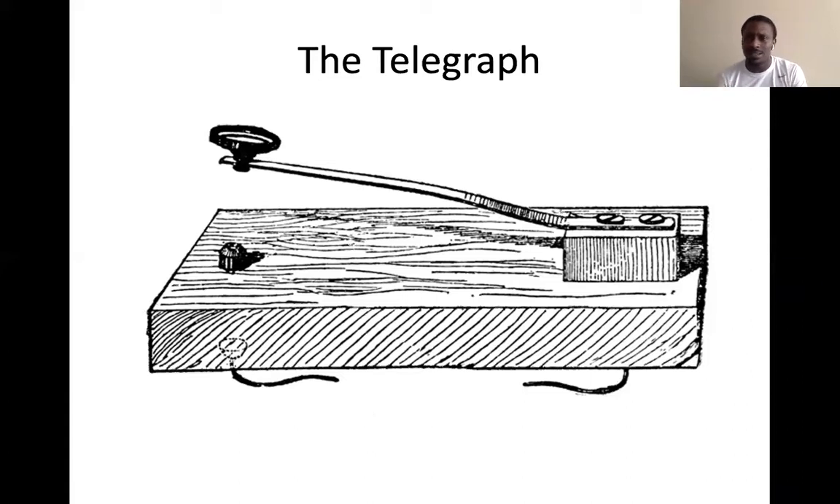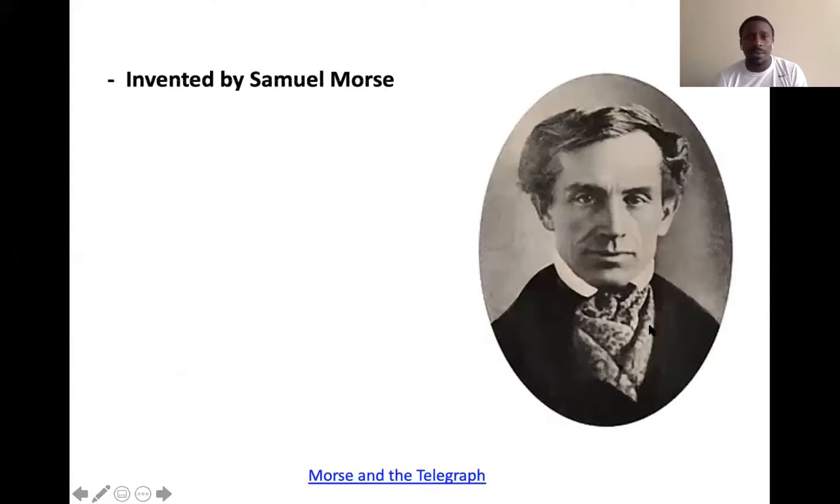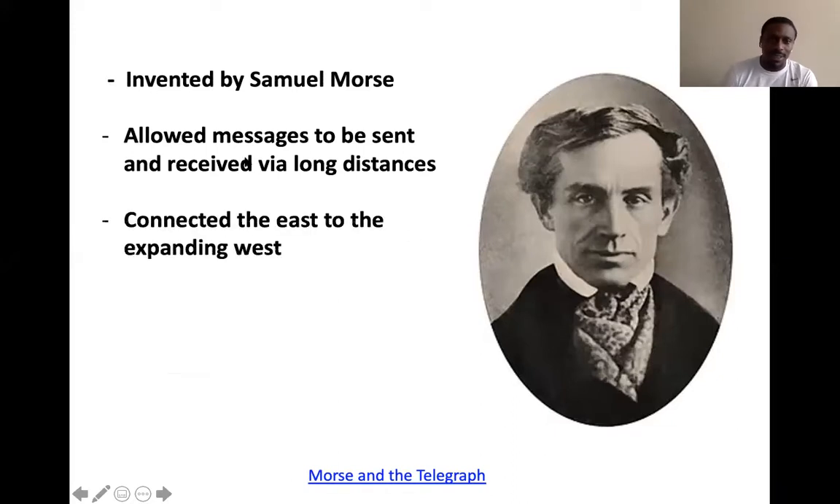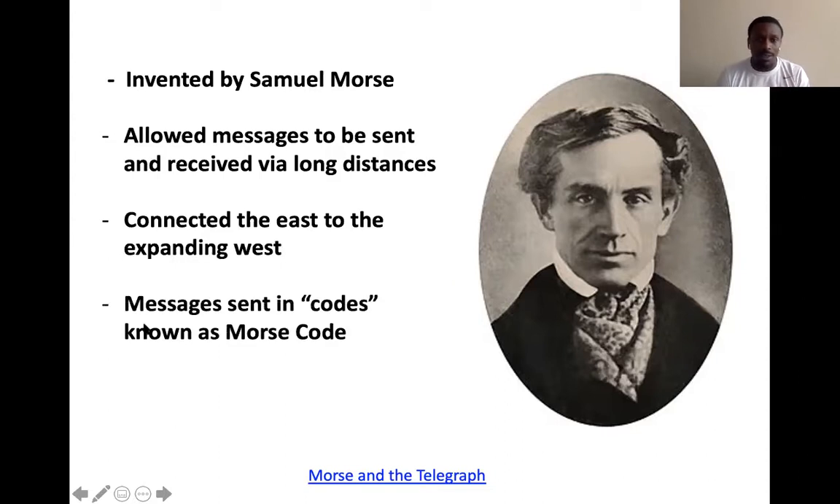First invention we're going to talk about is the telegraph. The telegraph was invented by a man by the name of Samuel Morse. It allowed messages to be sent and received over long distances, and it connected the East to the expanding West. Remember that we're spreading across with manifest destiny. So it allows for communication to be from the East Coast, where we have most people, to the West Coast, where we are settling and growing our nation.